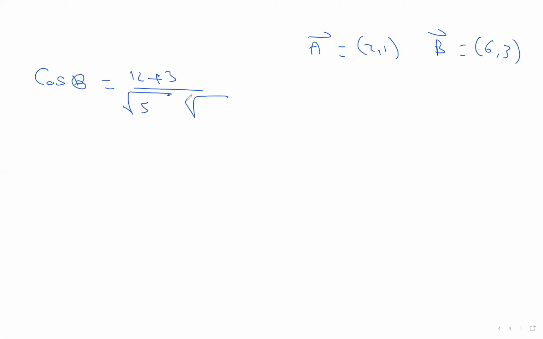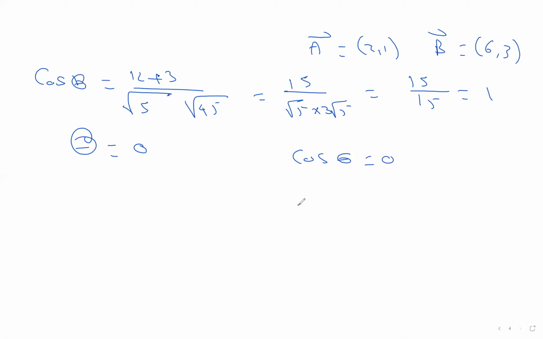Another example: if A equals (2, 1) and B equals (6, 3), find cosine theta. It will be A dot B, which is 12 plus 3, divided by root of 4 plus 1, which is 5, and root of 36 plus 9, which is 45. It will be 15 over root of 5 times 3 root 5, so 15 over 15, which is 1. Then theta equals 0. Then if cosine theta equals 1, A is parallel to B in the same direction. It's okay? Do you have any problem until now?